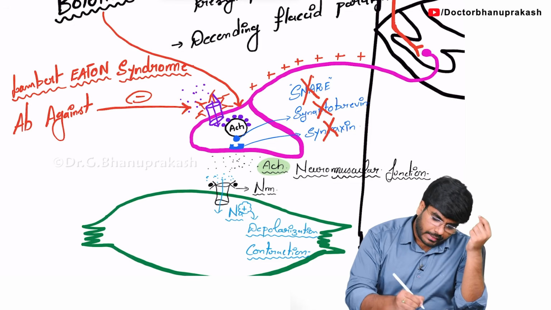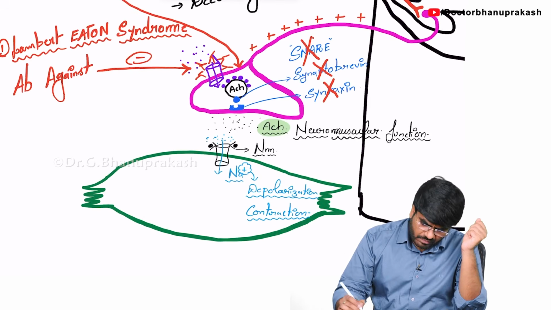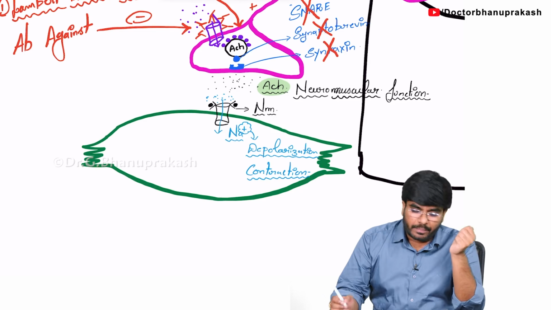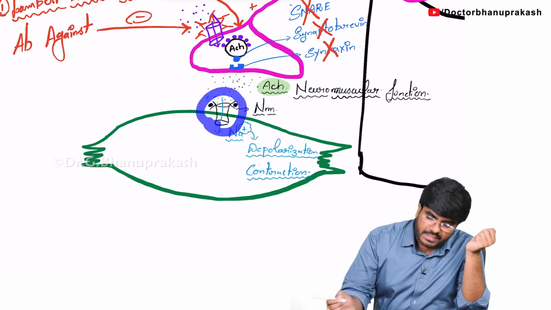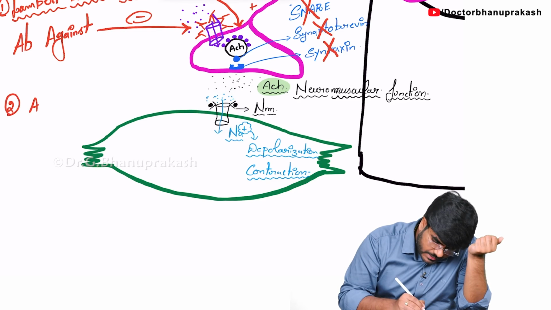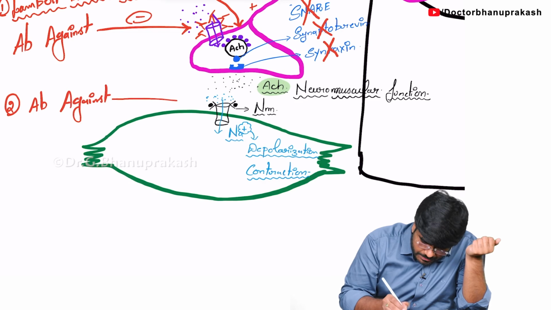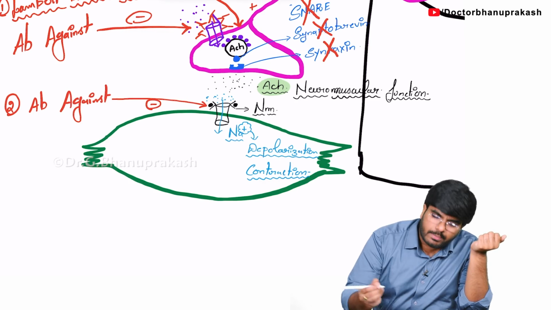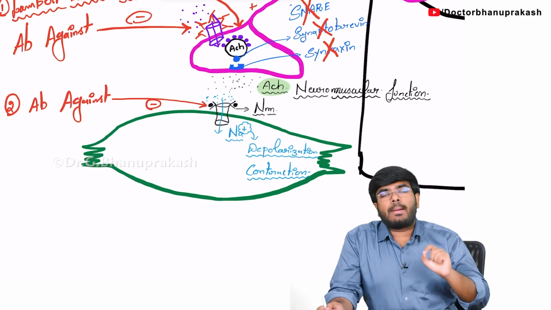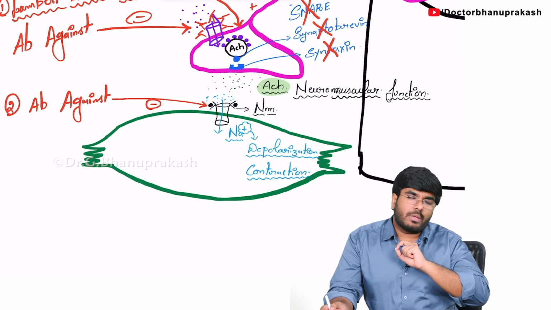Now let me explain one more autoimmune disorder where the target structure is the nicotinic NM receptors. The antibodies are produced against the acetylcholine receptors, the NM receptors. So again it's the same story. Now the antibodies are blocking here. Acetylcholine cannot come and open the ionotropic receptor. Acetylcholine cannot cause the depolarization of the muscles, so the muscle is not going to contract.